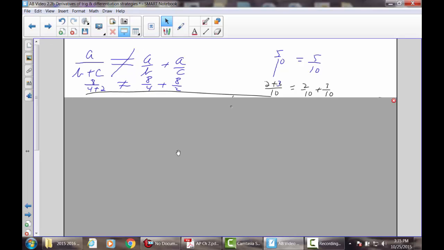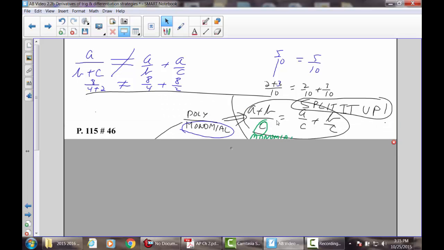Now, we will have a product and quotient rule in the next section. In the meantime, though, as you know, 2 plus 3 over 10 can be rewritten as 2 over 10 plus 3 over 10. So what we can do with a quotient is rewrite it as each one of the terms of the numerator, each one of them over the denominator. Do be careful that you do not assume that that works for the reciprocal. A over B plus C does not equal A over B plus A over C. But A plus B over C does equal A over C plus B over C.